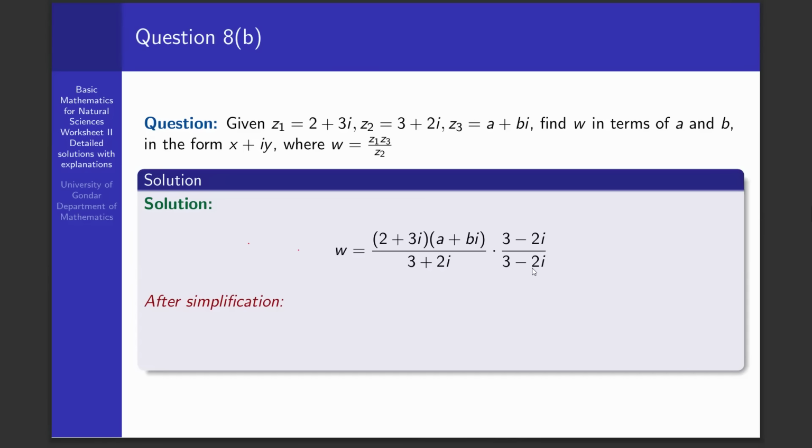Then after simplifying the multiplication and further simplification, we can obtain w equal to (6a plus 4b) over 13 plus i times (5a minus 12b) over 13. So 6a plus 4b over 13 is the real part of w, which is z1 times z3 over z2, and 5a minus 12b over 13 is the imaginary part of w.